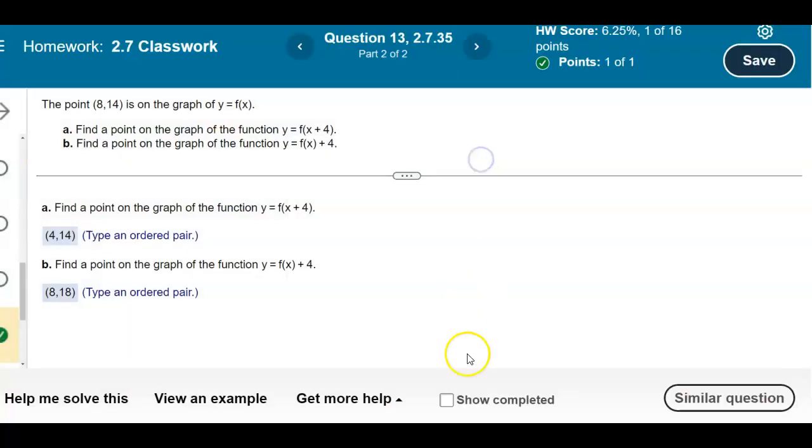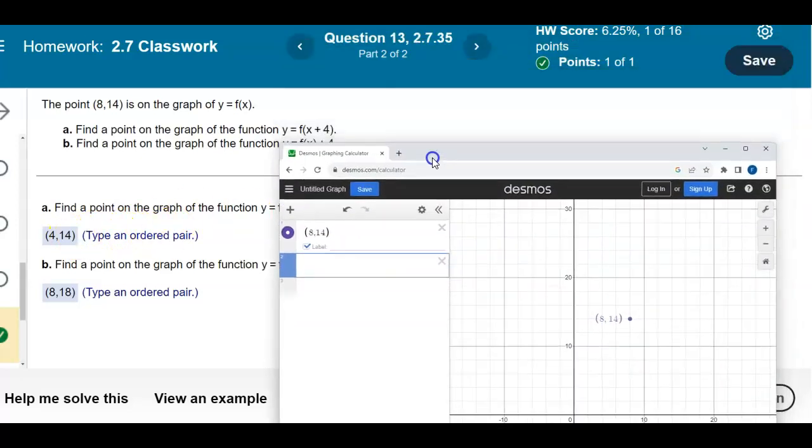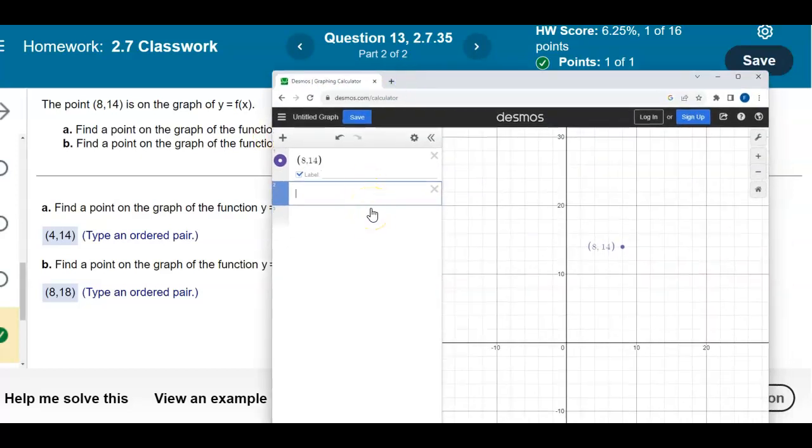Now let's take a look at Desmos so we can see what's happening with those ordered pairs. Let's first plot the ordered pair given in the question, 8, comma 14. We're going to label that point, and you can see where it is located here. There is (8, 14). Because this was x plus 4, we shifted it to the left 4 units. That means the x value decreased 4 units, but the y value stayed the same. So this point shifted horizontally 4 units.